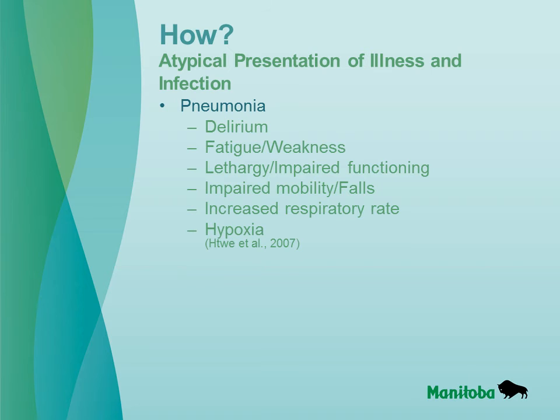Pneumonia. The classic signs and symptoms of fever, chill, cough, expectoration, and shortness of breath are seen less frequently in the older population. Atypical presentation can include constitutional symptoms, symptoms that relate to the entire body as a whole rather than an individual organ, such as delirium, fatigue and weakness, lethargy and impaired functioning, and impaired mobility and falls. As well, an increased respiratory rate along with hypoxia may be observed.